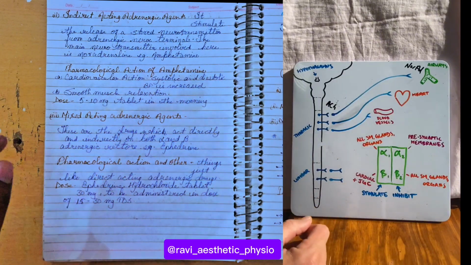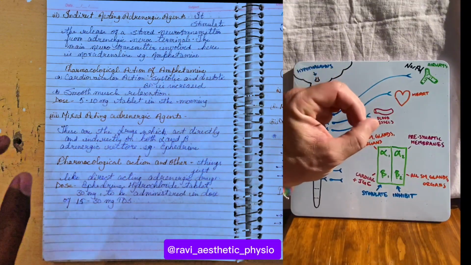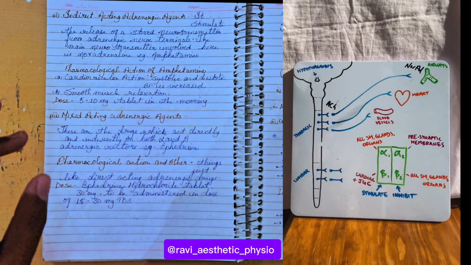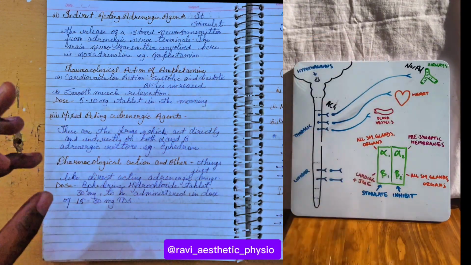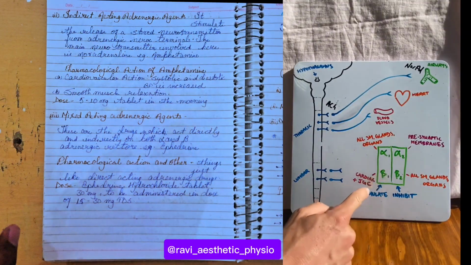As for doses, ephedrine hydrochloride 30 mg tablets are administered in a dose of 15 to 30 mg TDS. Make sure not to take more than that, and if there is any severity, please contact the doctor. So that is the adrenergic drug.